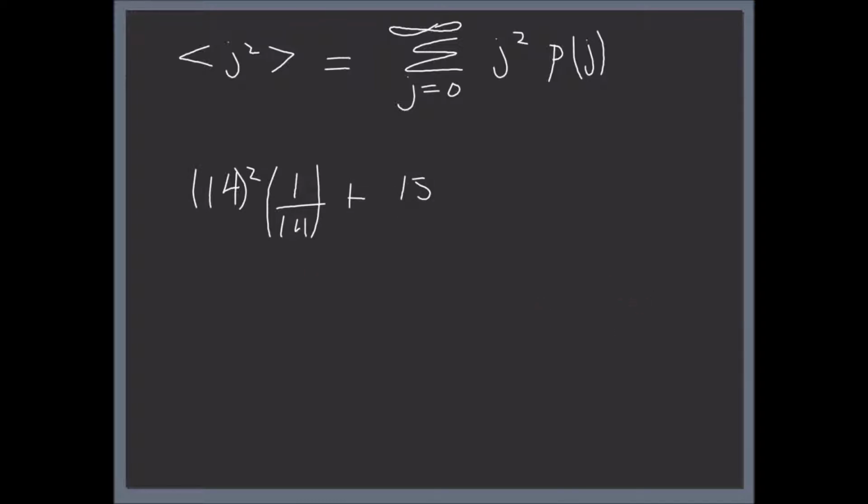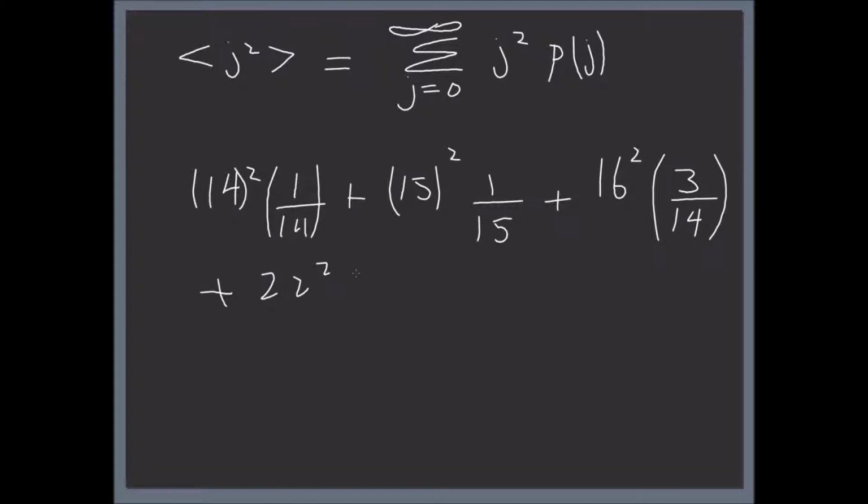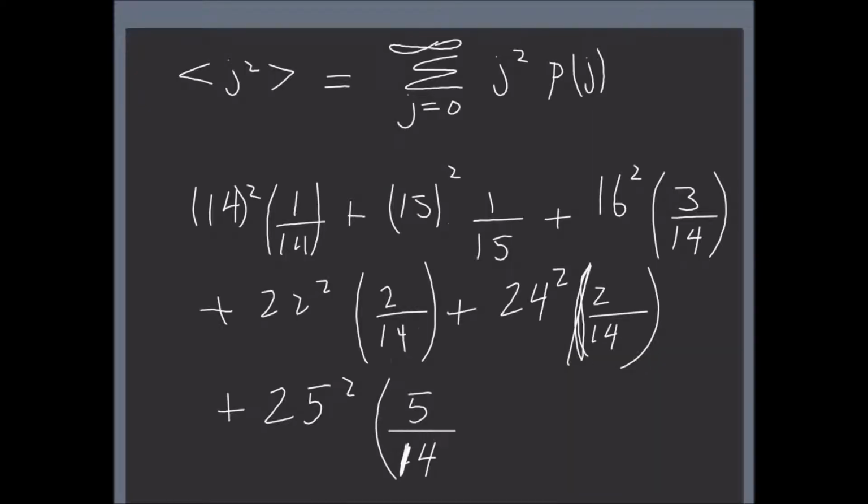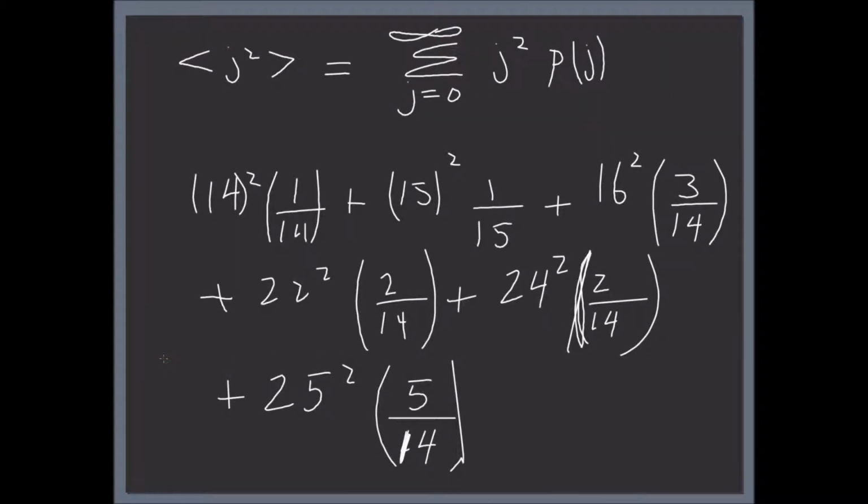So we have 14 squared times the probability of that, which is 1 over 14, then plus 15 squared times the probability of that, which is 1 over 14, plus 16 squared times the probability of that, which is 3 over 14, plus 22 squared times 2 over 14, plus 24 squared times 2 over 14, plus 25 squared times 5 over 14. So okay, I'm not gonna add it up, but you get the idea.